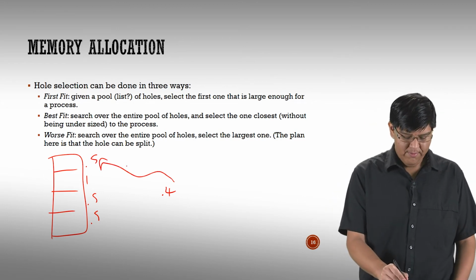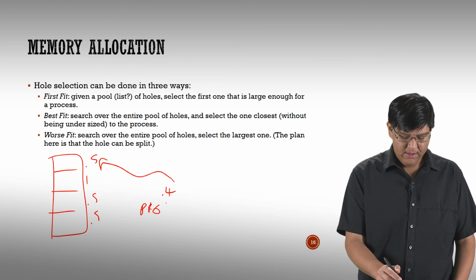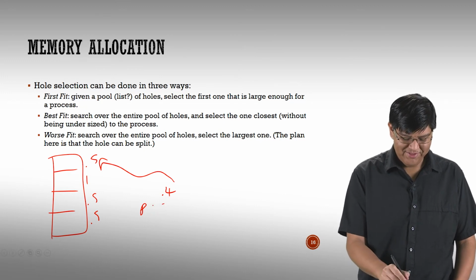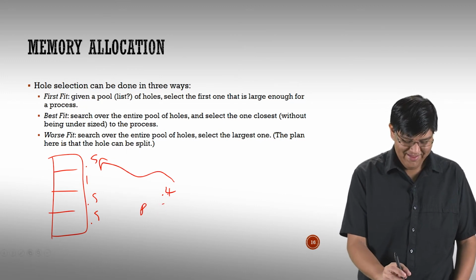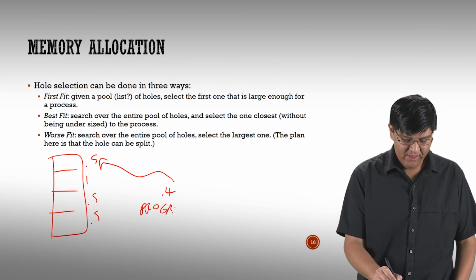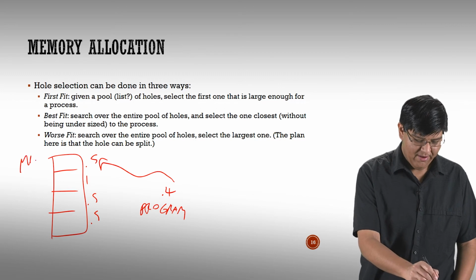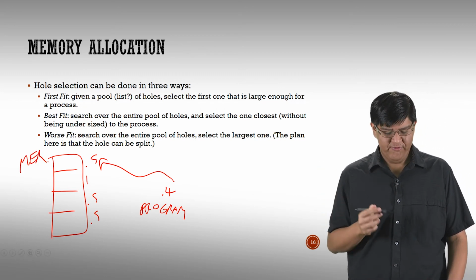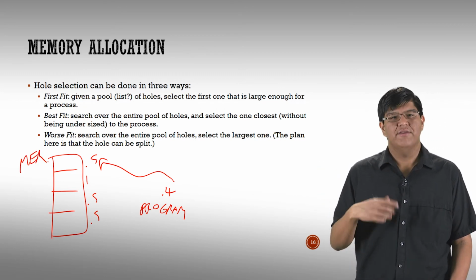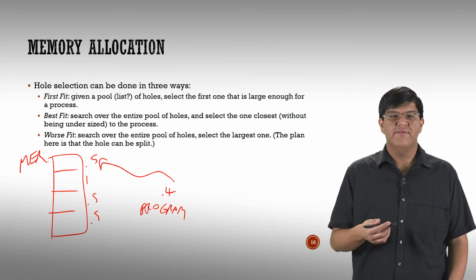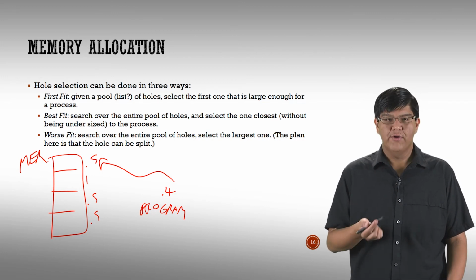So this is my program. It's supposed to say program there. I want to take my program and map it to available memory. So this is my memory over here. I'm trying to find some place to slot it in. I could put it into 1, but that doesn't really make a lot of sense. Best fit means find something that's closest in size. So I'll put the program there.